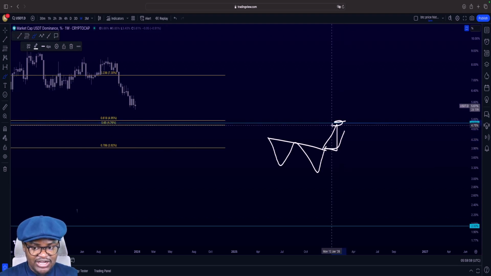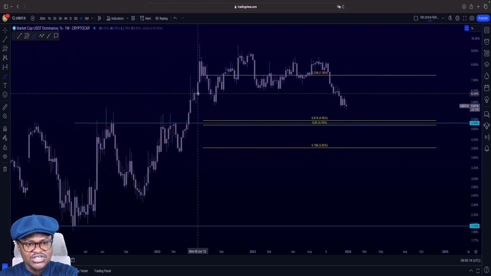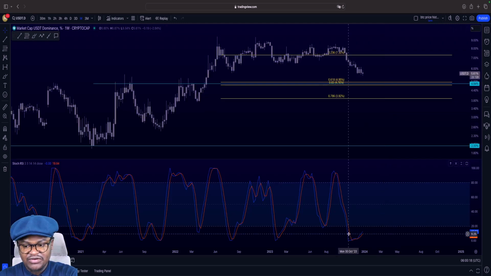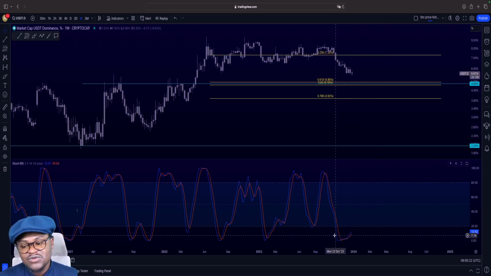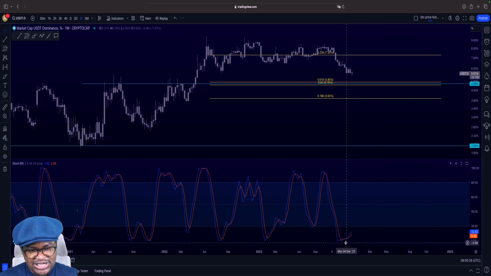Whether it moves above this local top right here is up for debate. But you can use some other confluences to know if that will happen. Another thing that I am actually watching on this USDT dominance chart is this stochastic right here, this one. So this is one of the reasons why I think this thing will move again to the upside.